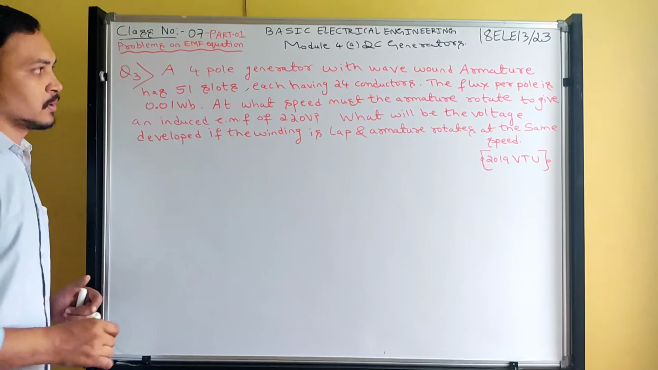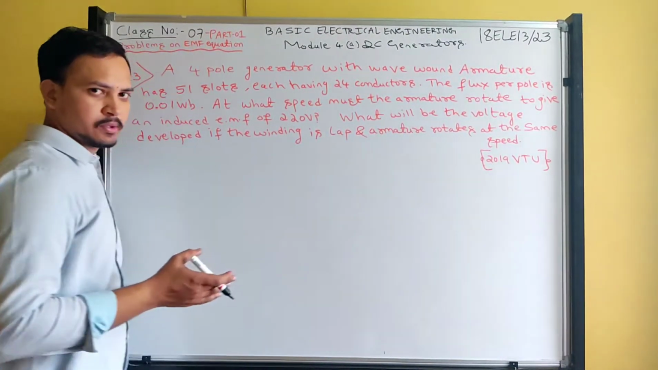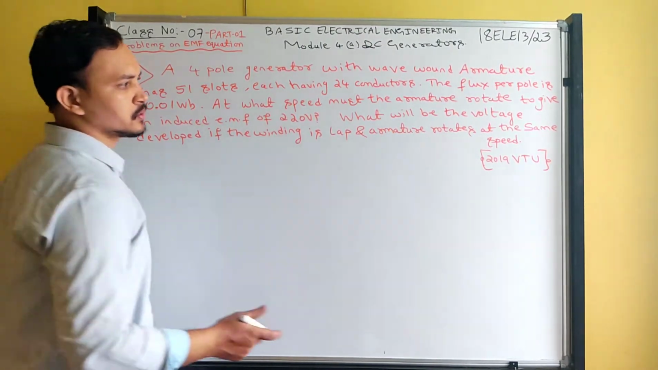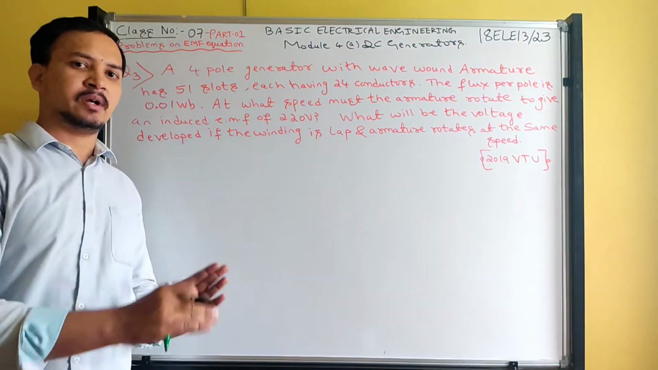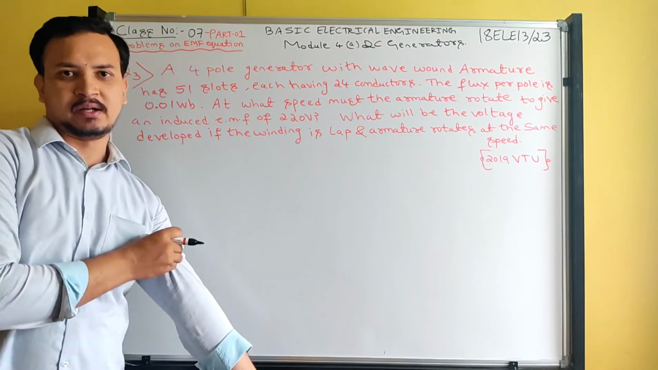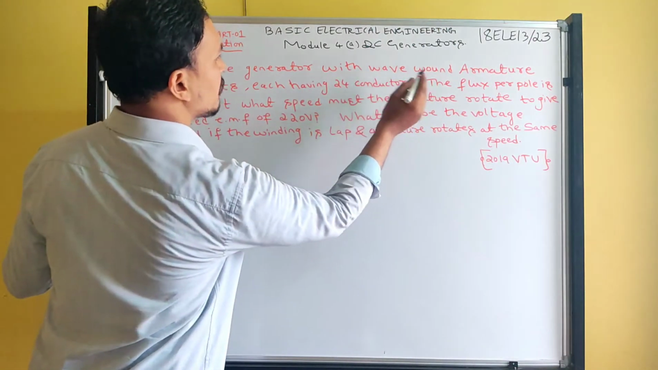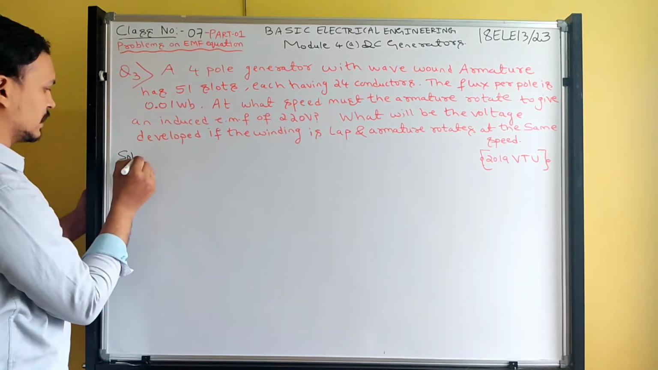So guys, next problem is question number 3. It is also similar to the first problem we solved in this lecture. This question was asked in VTU, same as the first problem, but the parameter to find is different. A 4-pole generator with wave-wound armature has 51 slots. So let us start this solution.